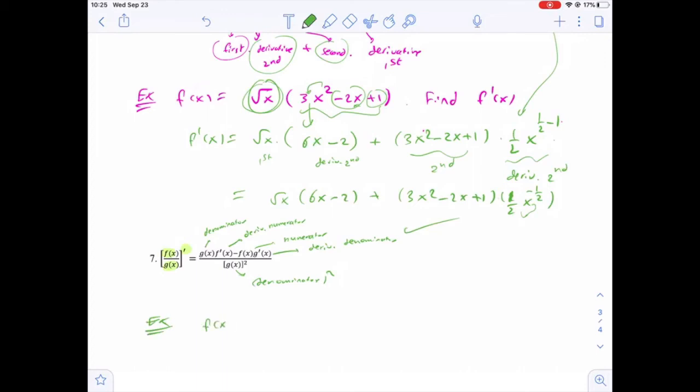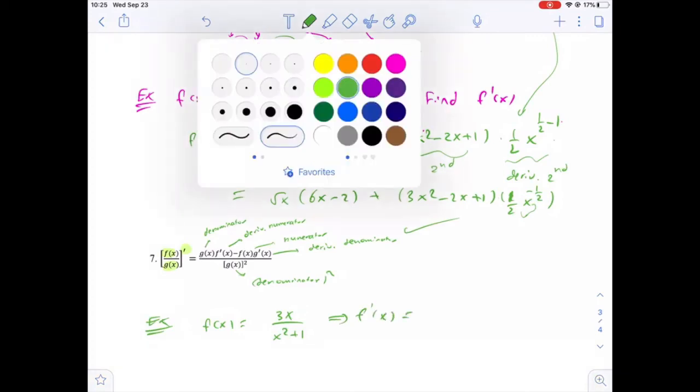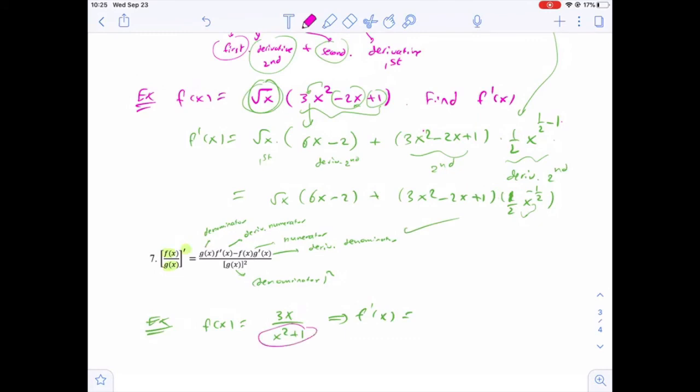For example, if the function f of x is 3x over x squared plus 1, we want to find the derivative of this function. The rule says the denominator is x squared plus 1. We put this into parentheses, times derivative of the numerator. The numerator is 3x, derivative of 3x is just 3. Minus the numerator, 3x, times derivative of the denominator.